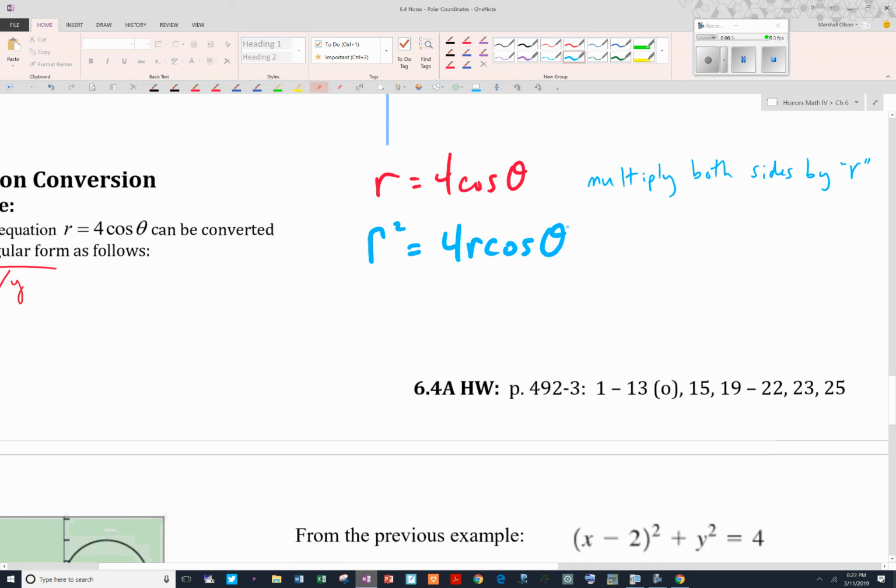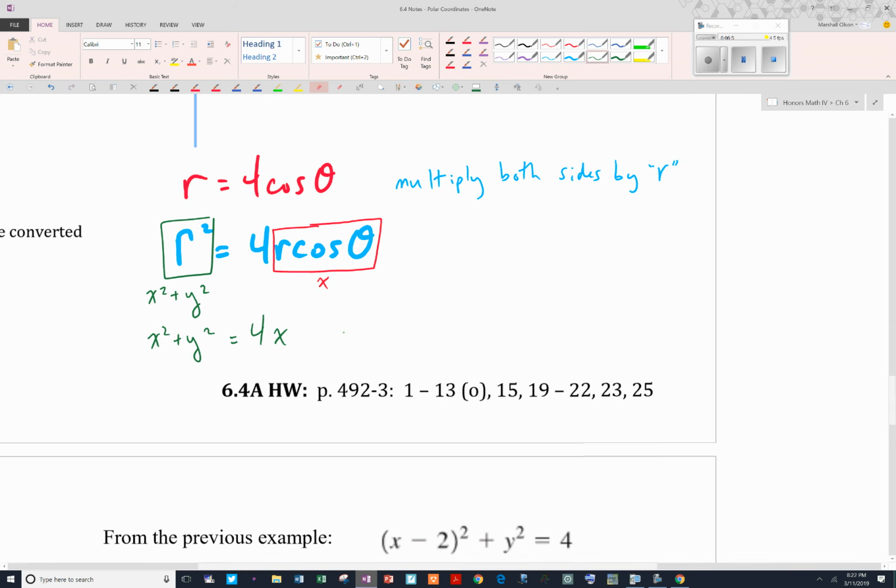Kind of a strange thing to do until you realize what this thing equals right here. r times the cosine of theta is the same thing as writing x. So basically what we have here is r squared equals 4 times x. But even better, that r squared we know equals x squared plus y squared. So here's what we have: x squared plus y squared equals 4 times x.